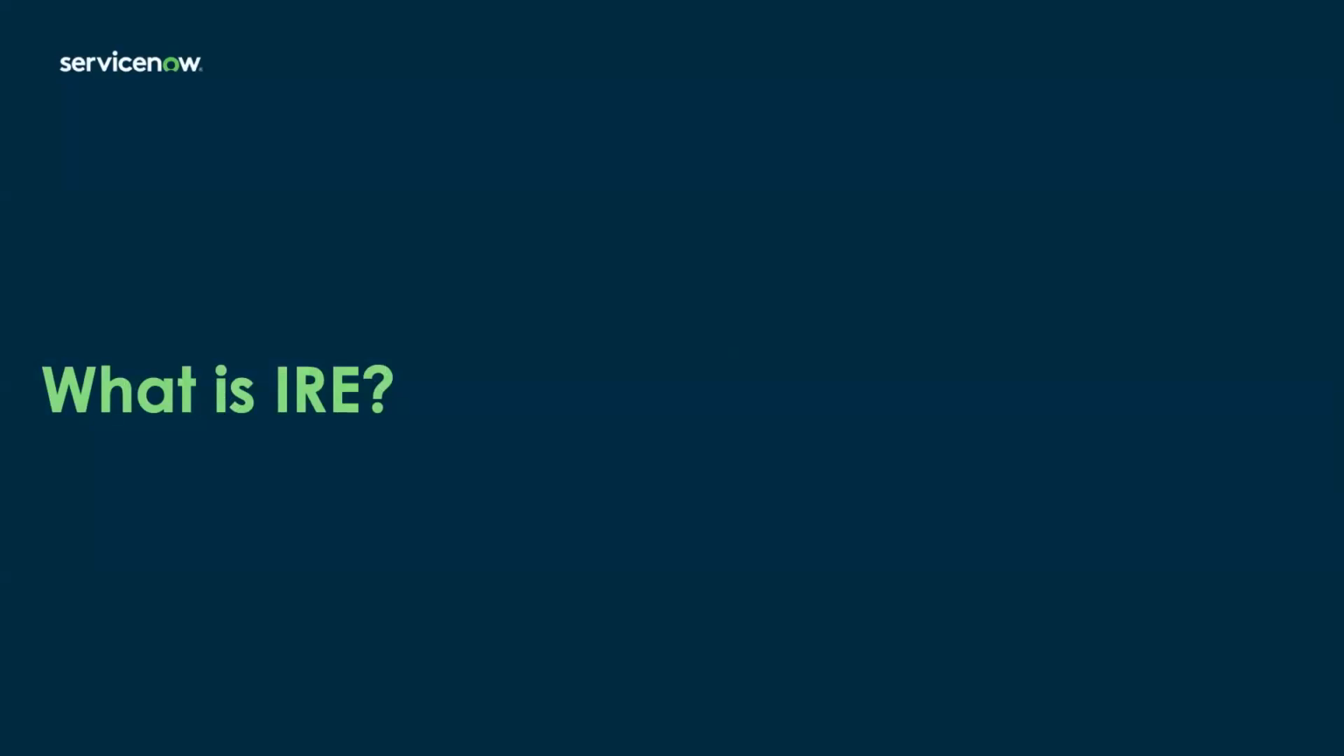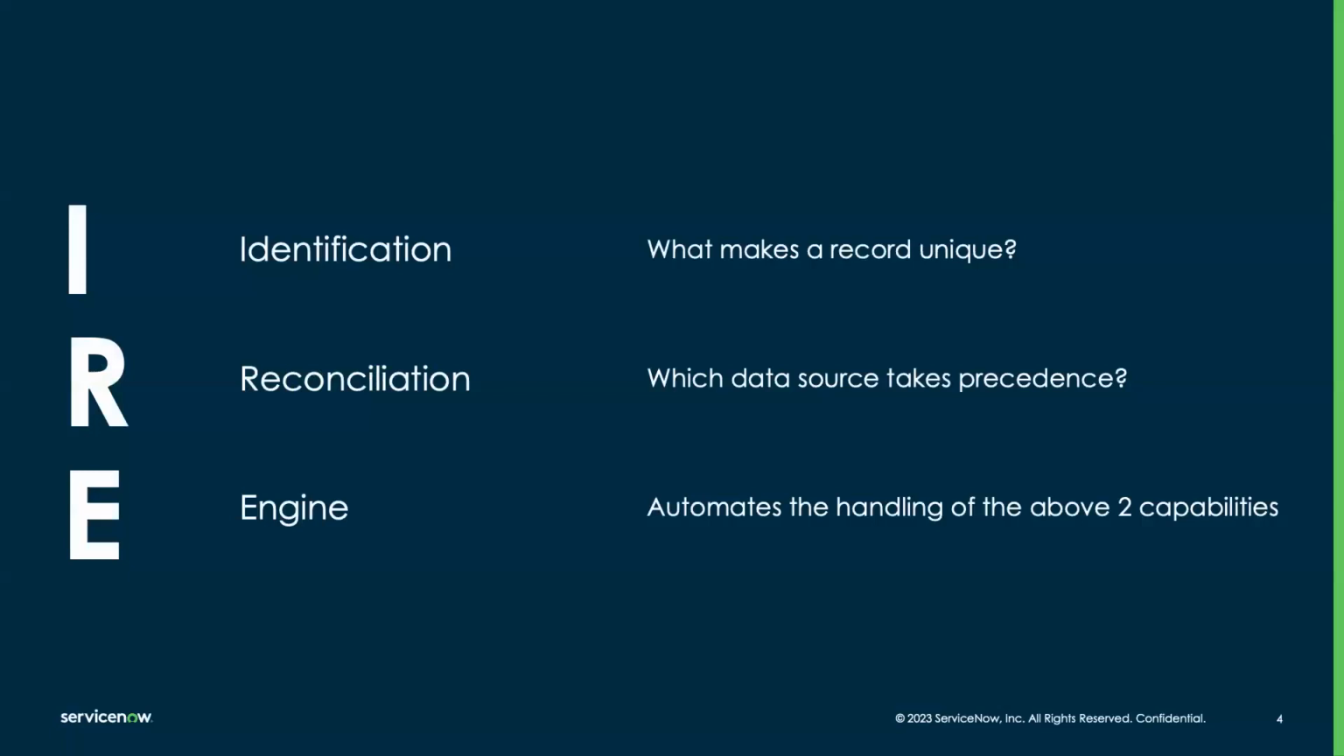So first off, what is IRE? IRE is the identification and reconciliation engine in ServiceNow that's been used for a long time by our discovery product and by service graph connectors. And it drives uniqueness in the database for CIs, as well as lets you define precedence rules on multiple data sources updating the same data. And so it's very useful in terms of driving a high quality data set by enforcing uniqueness, and also allowing you to update that same data from multiple places without unintended overrides.